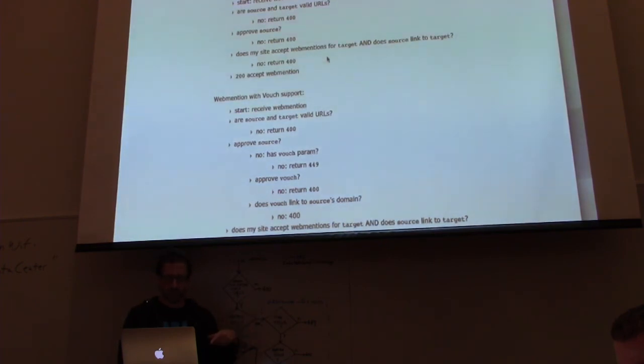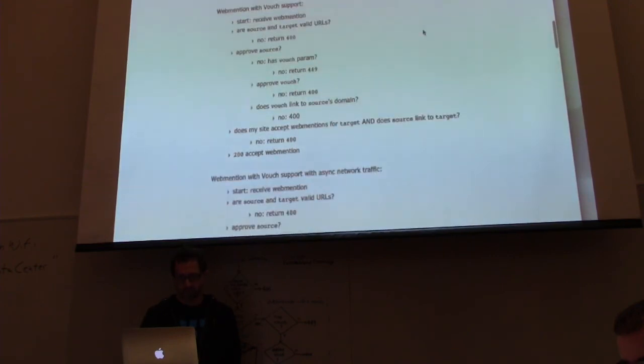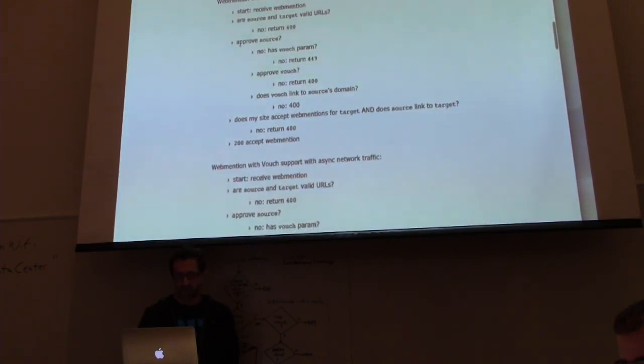Otherwise, if you do approve the source, then you have to check, is the target actually something I accept Webmentions for? If someone sends Aaron Parecki a Webmention and the target is contact.com, he's like, no, I don't do that, sorry. But you have to check that. And then finally check that the source links to the target. Right, that's the same check as pingback. And if any of those fail, return 400, otherwise accept it. So the piece that Vouch adds is at that approved source question. If you don't approve the source, you check to see, does the Webmention have a vouch parameter?